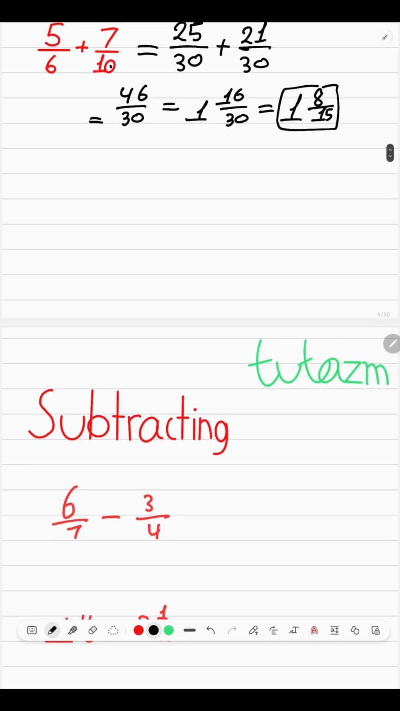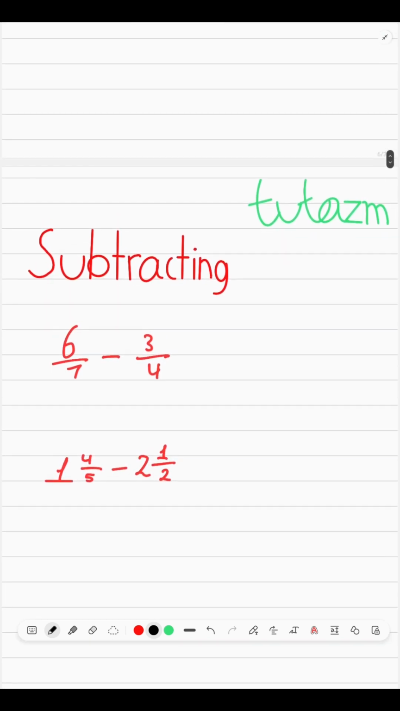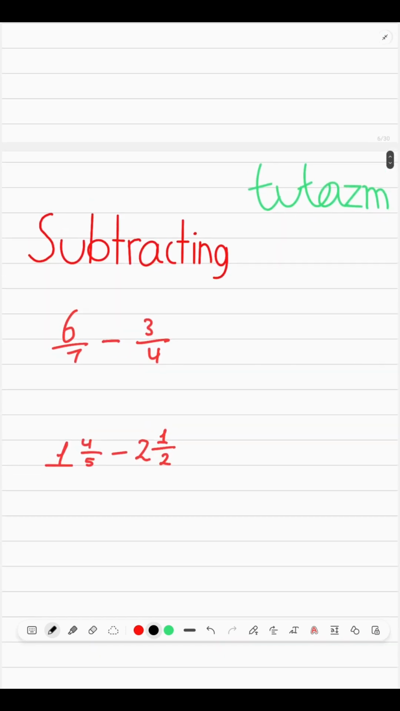Alright, let's take a look at subtracting them. So subtracting fractions is quite similar to adding them, in the sense that we have to get the denominators to be the same number again. So let's take a look at this example. We'd have to get the denominator to be the same on both sides.